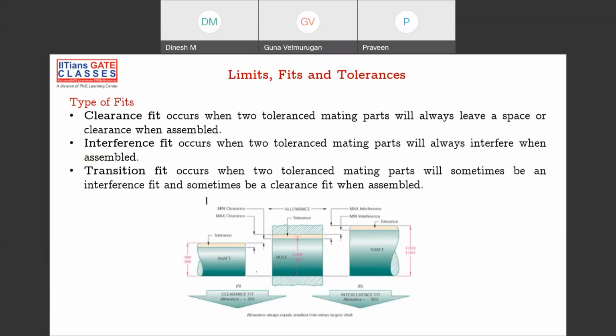Now we are going into the fits. Very important. What is that? We have three different fits: clearance fit, interference fit, and transition fit. Clearance fit. When will it come?